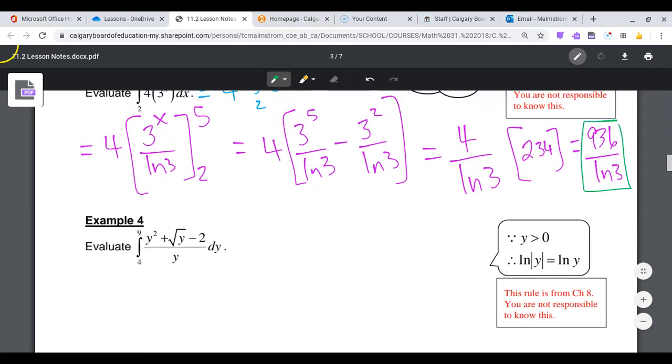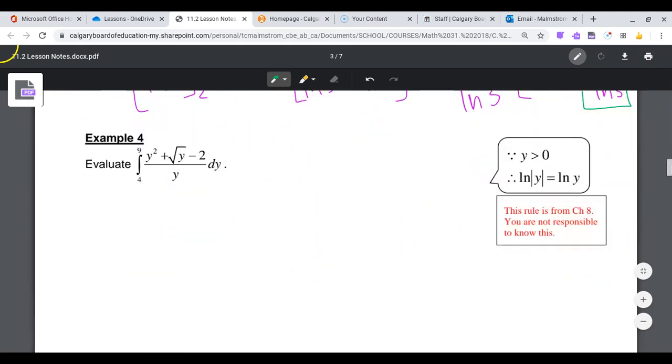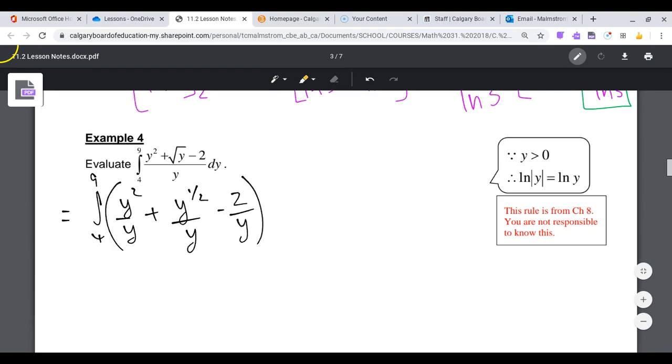Okay, and then this last one looks a little bit like the one that I did for you in number 4. But when we tidy this one up, let's see, 4 to 9, I'd have y squared on y plus y to the half on y minus 2 times y. So notice how the variable is y. It just means then I need my command to be in terms of y. It would be really tricky to do this in terms of x.